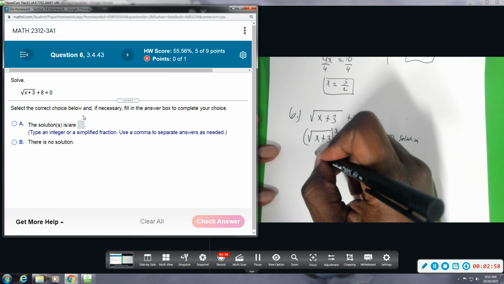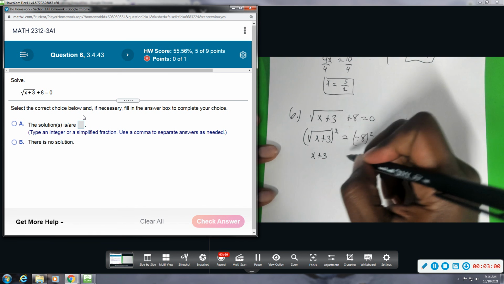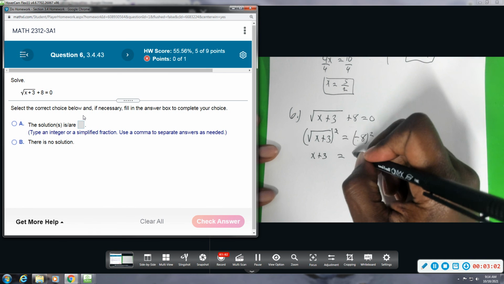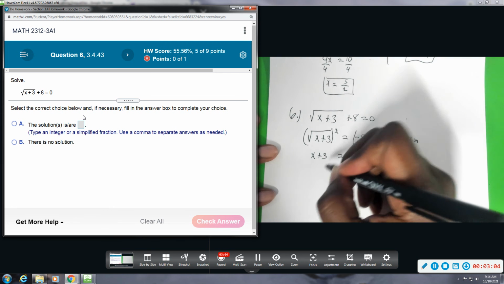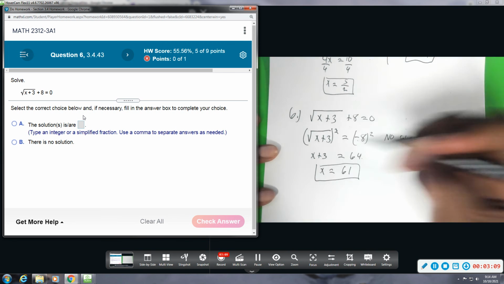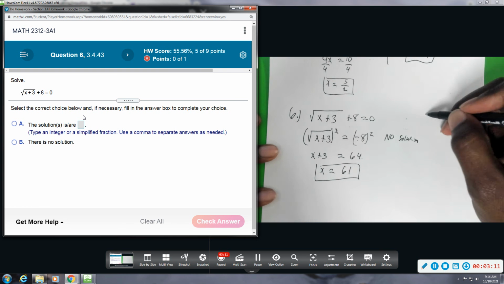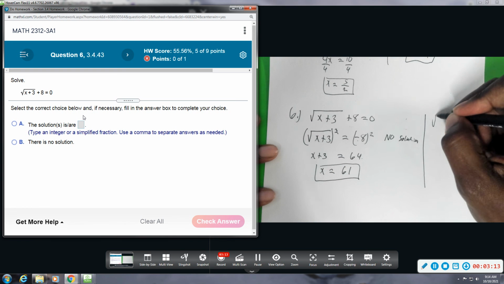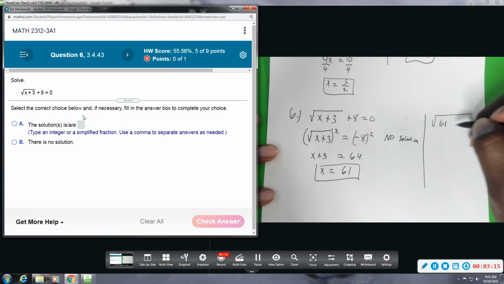And this is going to give us x plus 3. This gives us 64 positive. Subtract 3, x equals 61. So we're looking at 61 being our solution. All right, so let's check that out. We have the square root of 61 plus 3, and then we have outside the radical plus 8 equals 0.